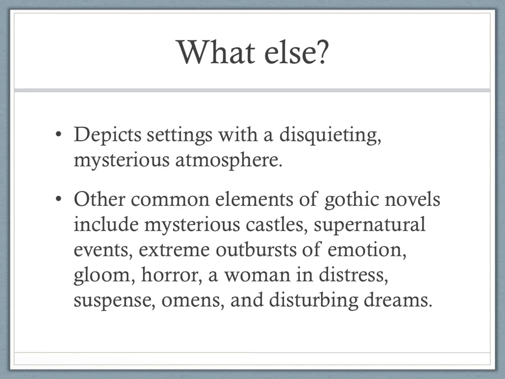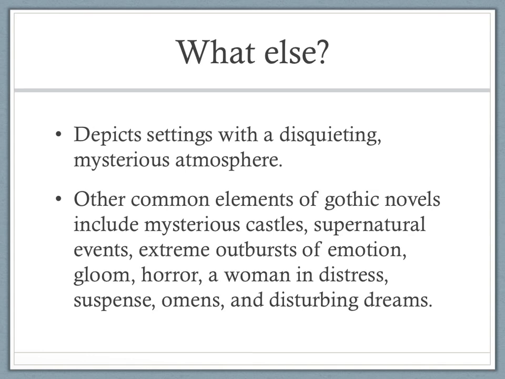Heathcliff, Catherine, all these characters really cannot control their emotions, particularly Heathcliff. You will see him just absolutely lose his mind, and he will be furious one second and joyful the next second. But that inability to control one's emotions is very characteristic of Gothic literature. Gloom, horror, again, these are elements of Gothic literature, Gothic settings. A woman in distress, we're going to see that quite a bit in Wuthering Heights. Catherine is oftentimes just the quintessential woman in distress.